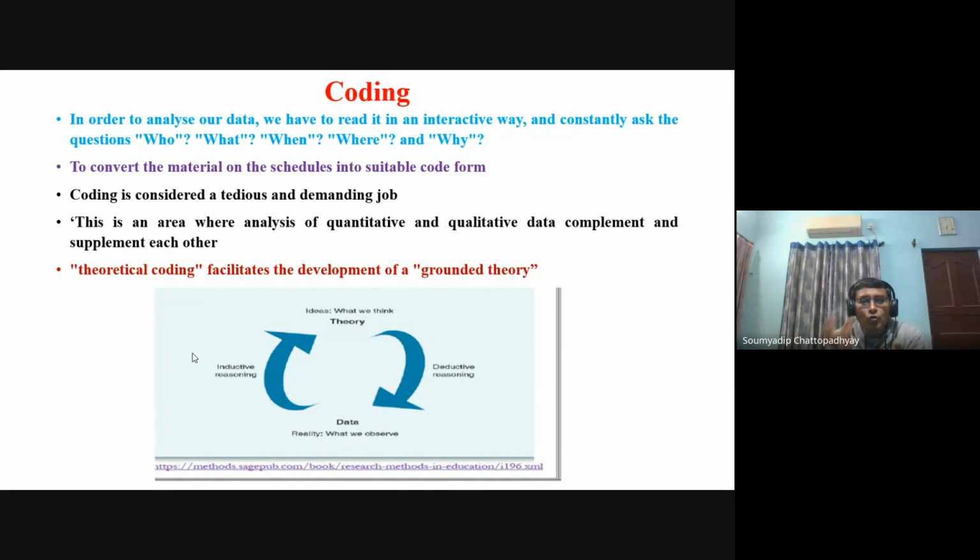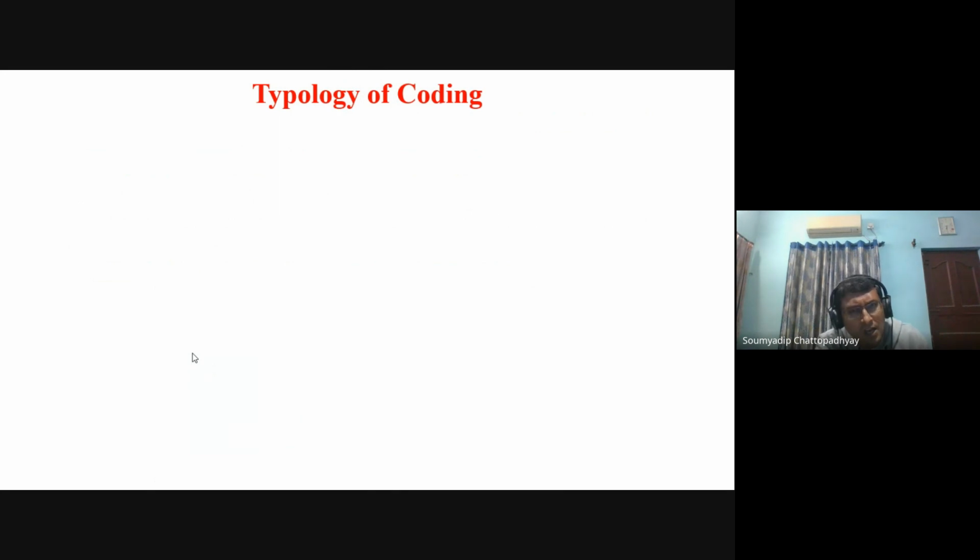There are two ways to look at the connection between theory and data. One is from data we can go to theory. That means from what we observe, you can go and construct certain ideas. This is known as inductive reasoning. The other way, the flip side of it, is from theory: you have some theoretical knowledge, and then you check whether your reality is conforming to the theory or not. That is known as deductive reasoning. In the context of coding, we start with this deductive reasoning.